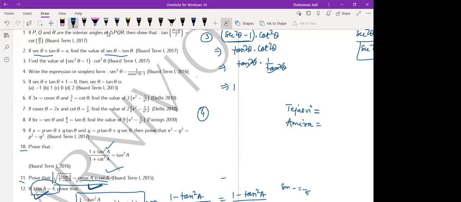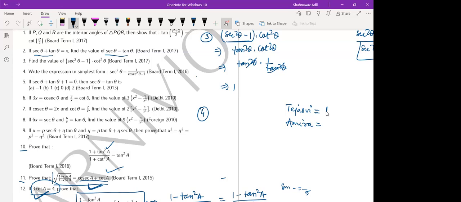Yes, Tejasvi and Amira. So 1 minute. Please try this. Sir, I got 1 as the answer. So you are getting 1. And what about you, Amira? What are you getting? Sir, I'm getting cos square theta minus sin square theta equals to 1.